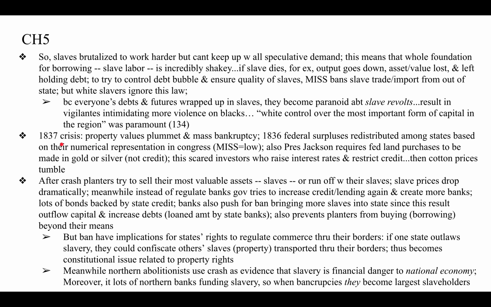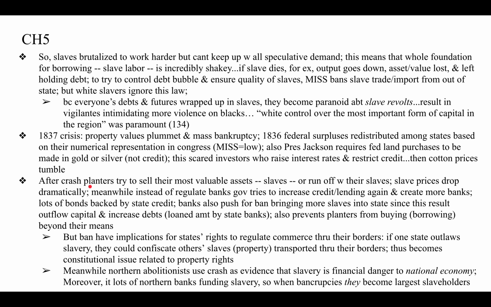So then when the speculative bubble collapsed in 1837, property values plummeted and there was mass bankruptcy. And this kind of started in 1836 when federal surpluses were redistributed among states based on their numerical representation in Congress. So Mississippi had low representation in Congress, meaning that it got lower federal surpluses. And also President Jackson at the time required federal land purchases to be made in gold or silver, not on credit. So you can see how this would impact the speculative bubble in Mississippi. This scared investors who raised interest rates and restricted credit, and then cotton prices tumbled.